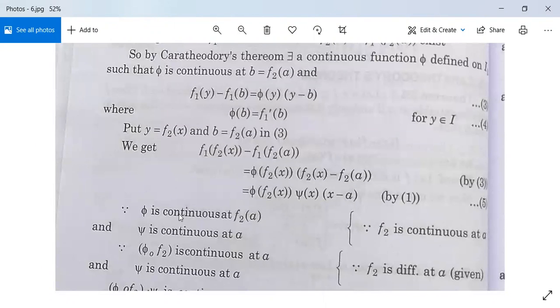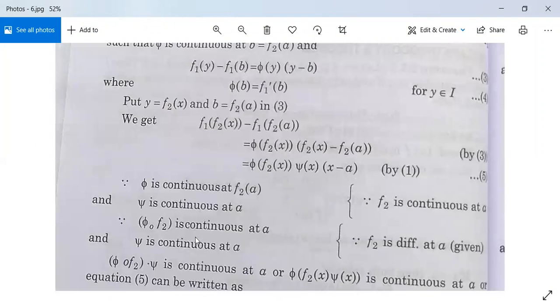Now phi is continuous at f2a and psi is continuous at a. There, since phi composition f2 is continuous at a, since f2 is differentiable at a, it is given.